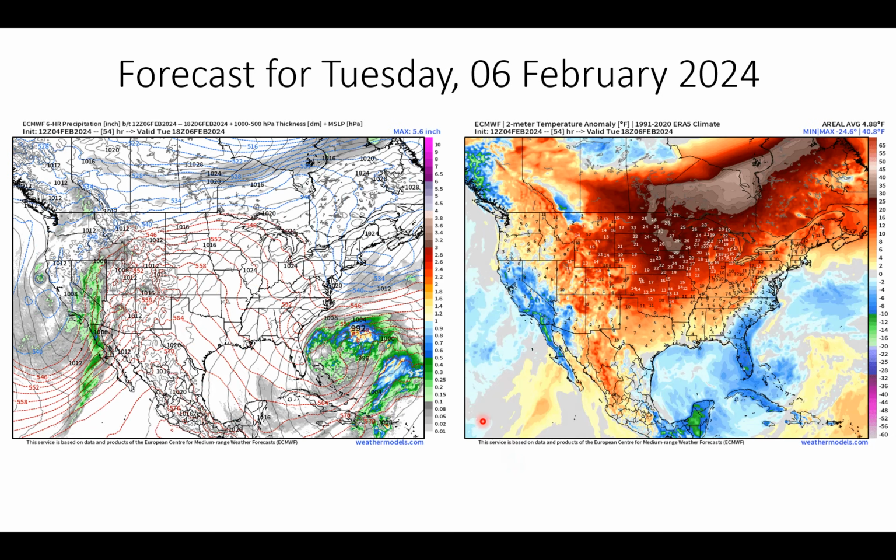Looking ahead now to the forecast for Tuesday, the 6th of February, 2024.